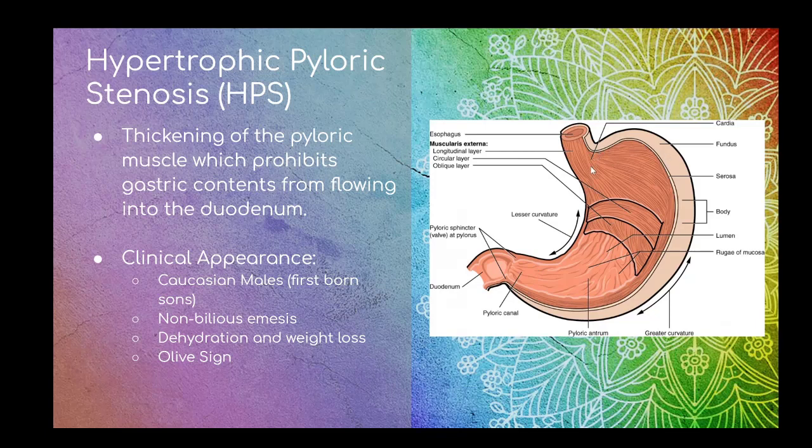Note that the stomach does have a few parts. It has the fundus, which is up by the esophagus, and then the antrum is the part that leads into the pylorus. So with hypertrophic pyloric stenosis, what happens is that the pylorus starts to thicken. And as it thickens, it no longer can open to let food out. So food gets stuck in here.